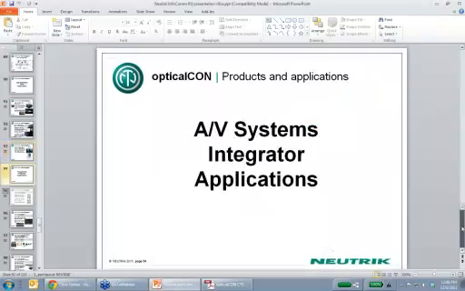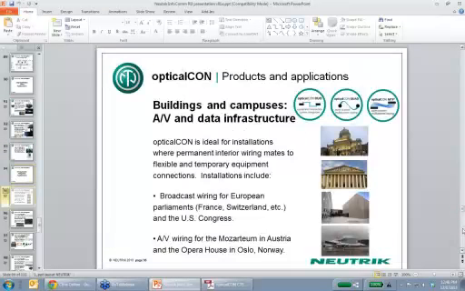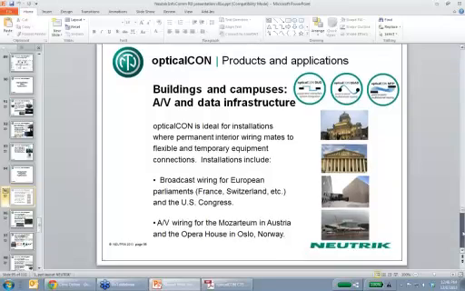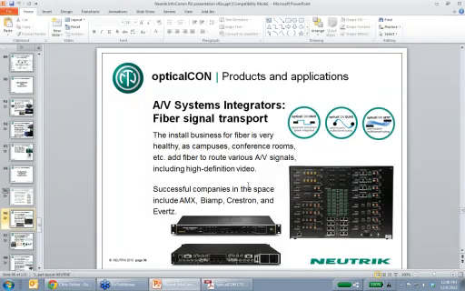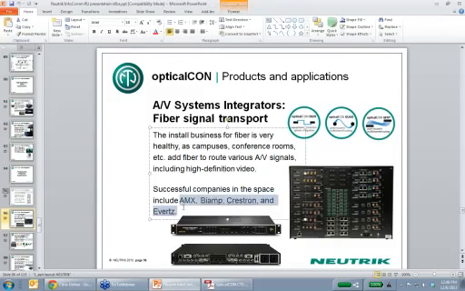Remote control cameras, another example. And then for those of you who do system integration, opticalCON and fiber is used a lot for inter and intra-building applications. There's a lot of fiber signal transport. Any of you in the system integration space know AMX and BiAmp and Crestron and Extron. A lot of opticalCON is used as data is transferred amongst these boxes.